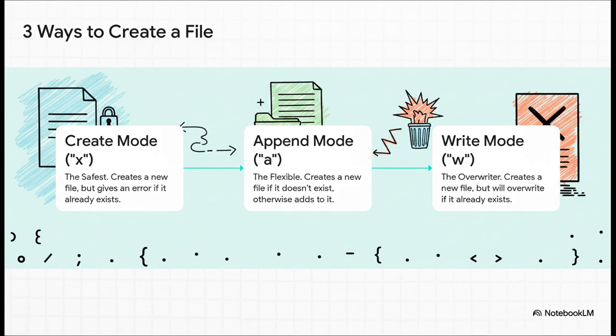This one is designed to be cautious. It only creates a file if that name isn't already taken. If it is, Python actually throws an error, which is great. It's protecting you from an accident. Then there's our flexible friend, A for append. It'll create the file if it doesn't exist. And finally, you've got W for write. It will also create a new file, but it still carries that big risk of just overwriting a file if that name is already in use.